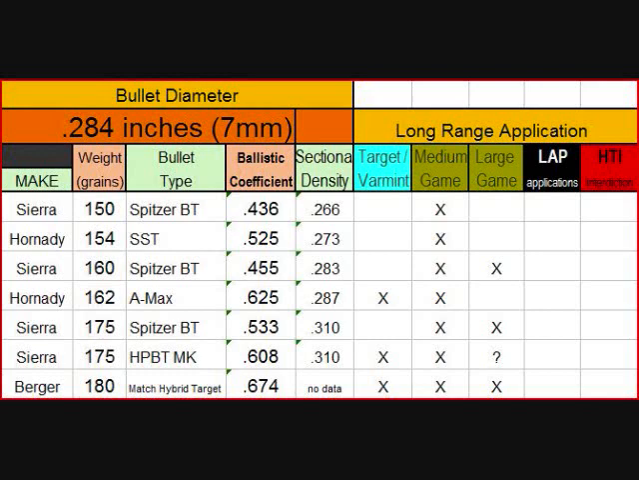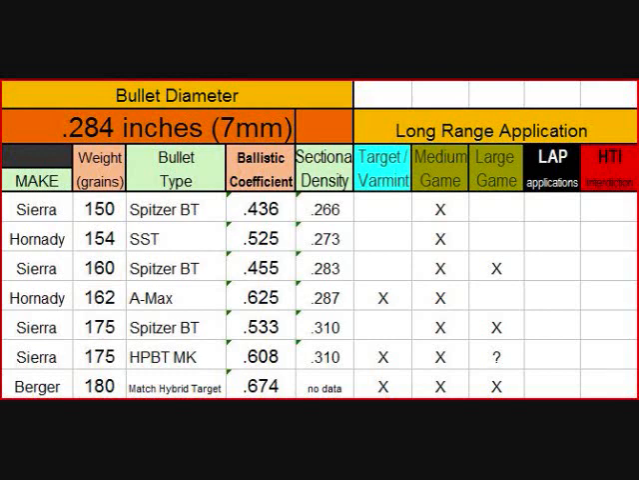The match bullets in the 7mm will also work fine for medium game, because here you have a real high sectional density. You'll notice the sectional density is going way up on these things, up in the 300s now. So that's even better inherent penetration. So even though your bullet is not designed for penetration on hunting, it's still going to be a pretty good penetrator in the 7mm.